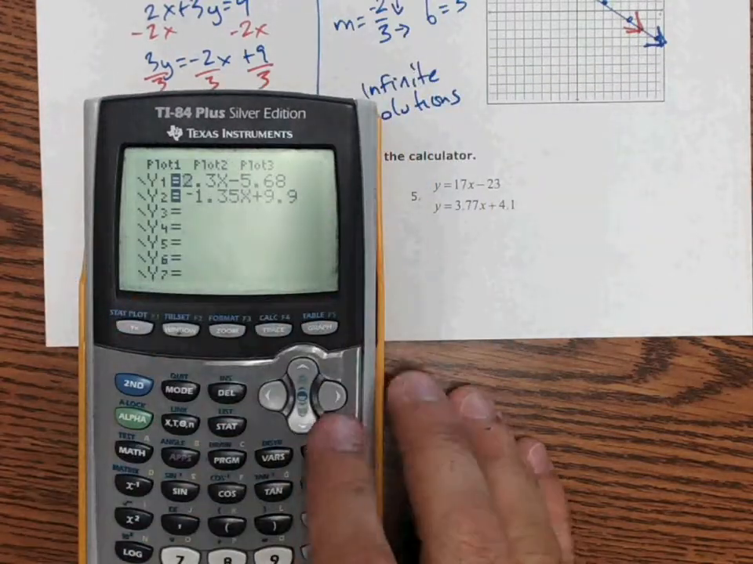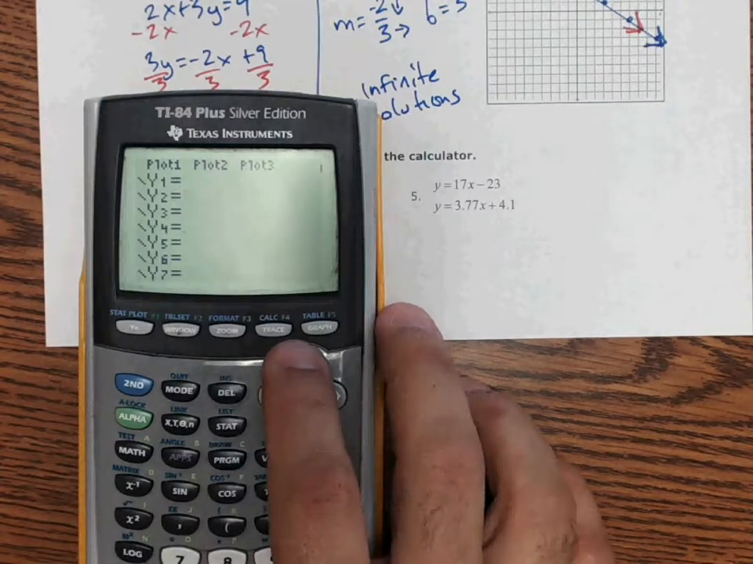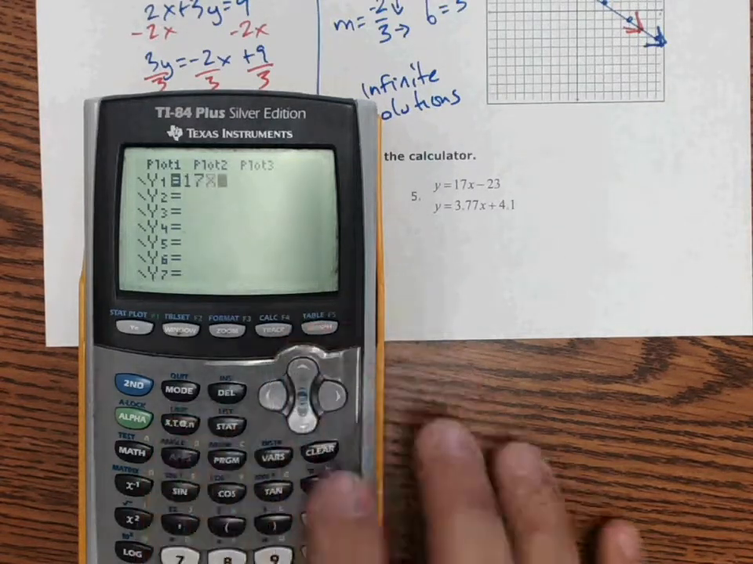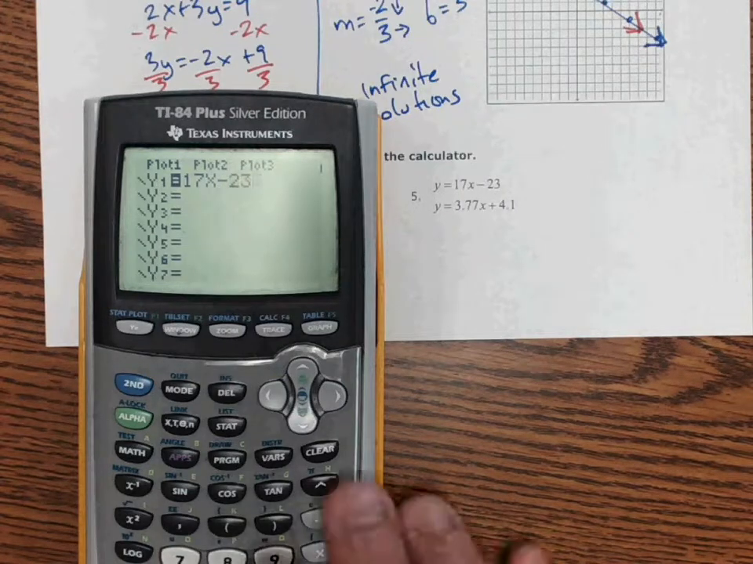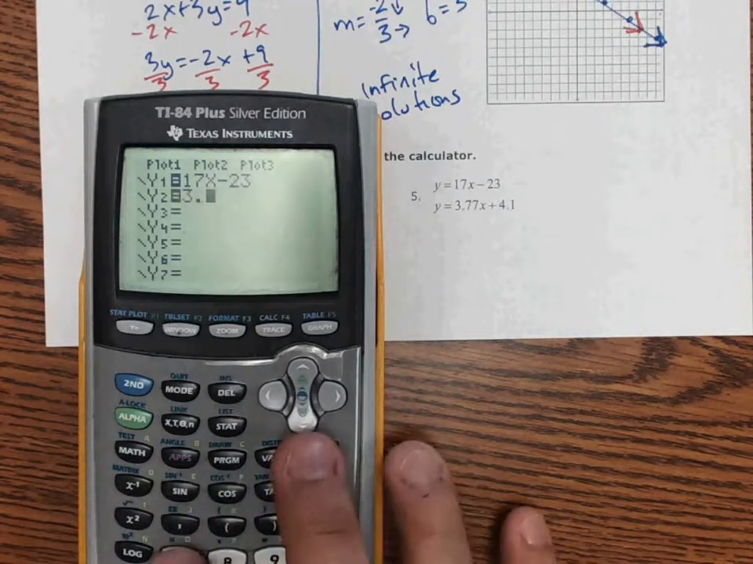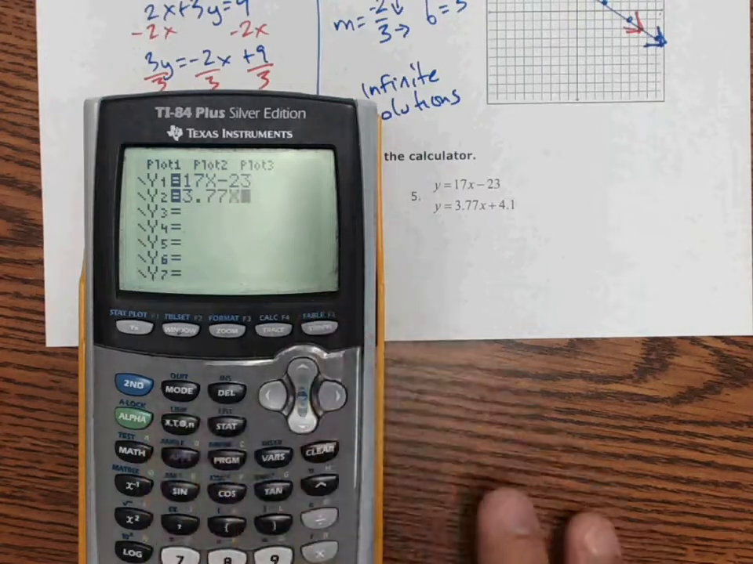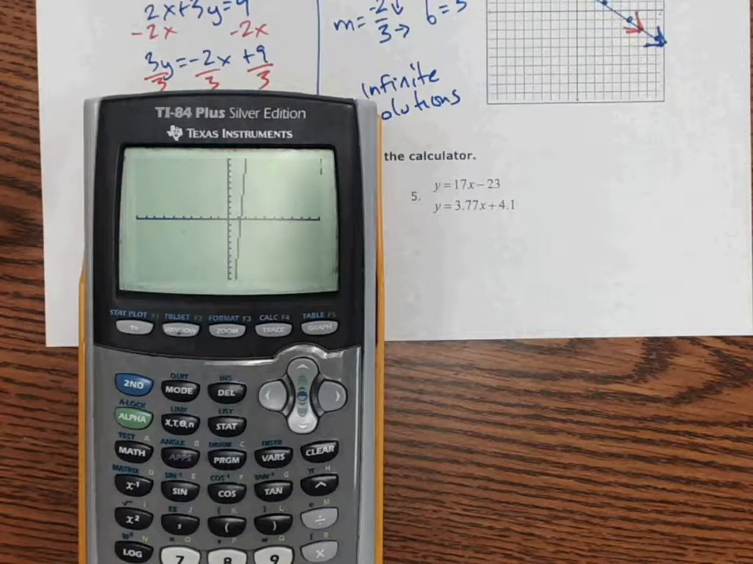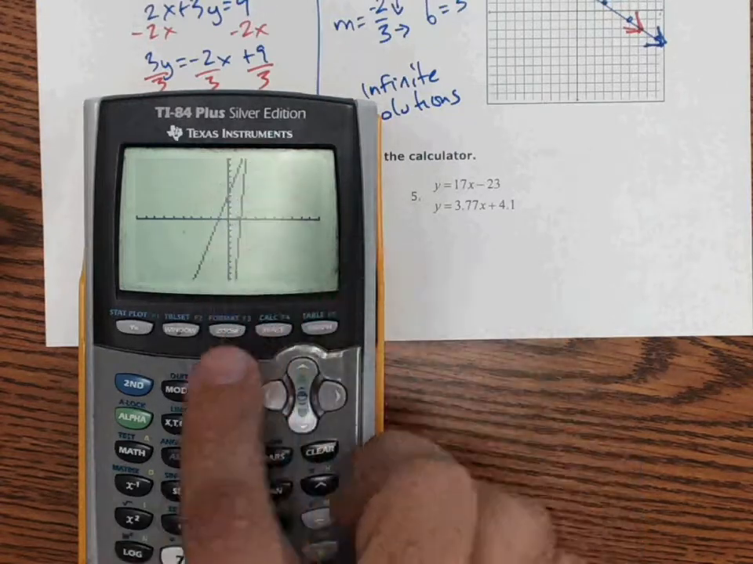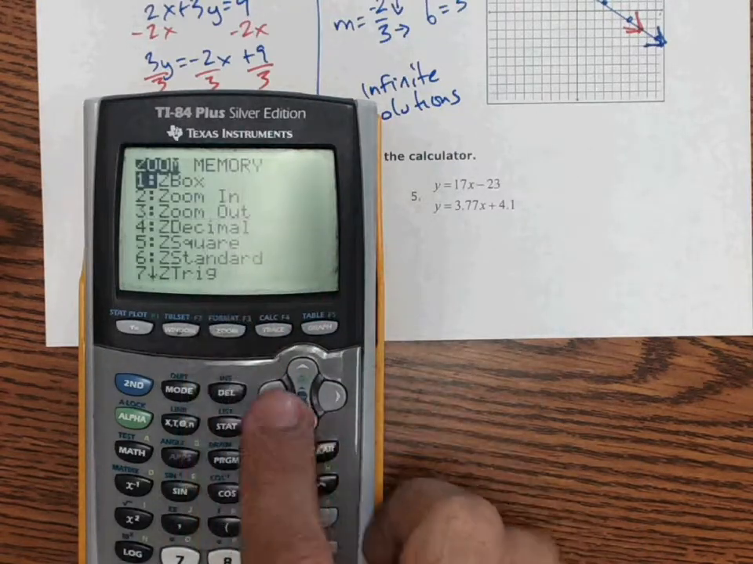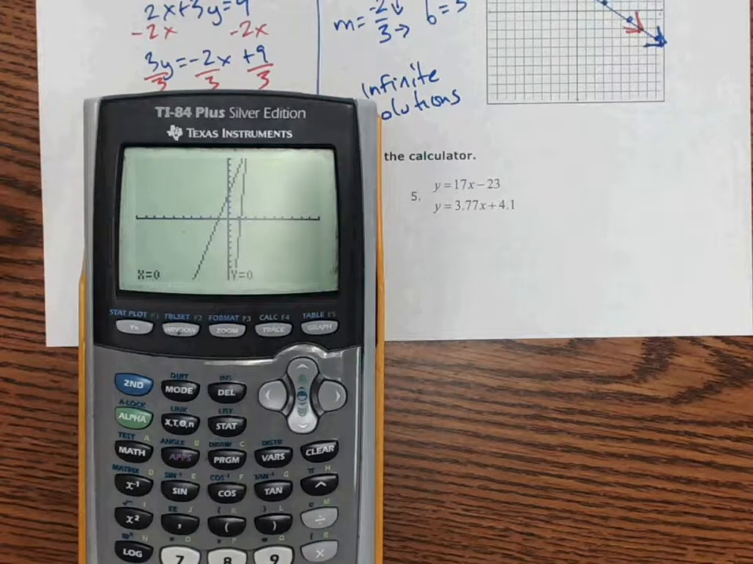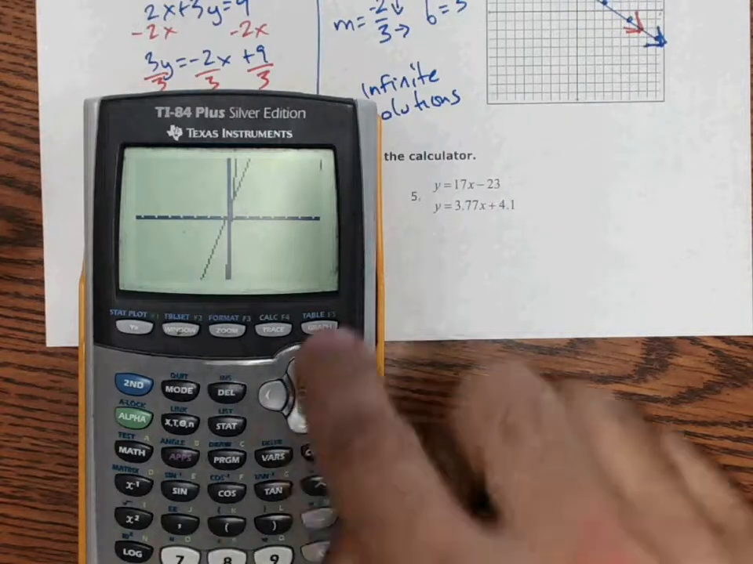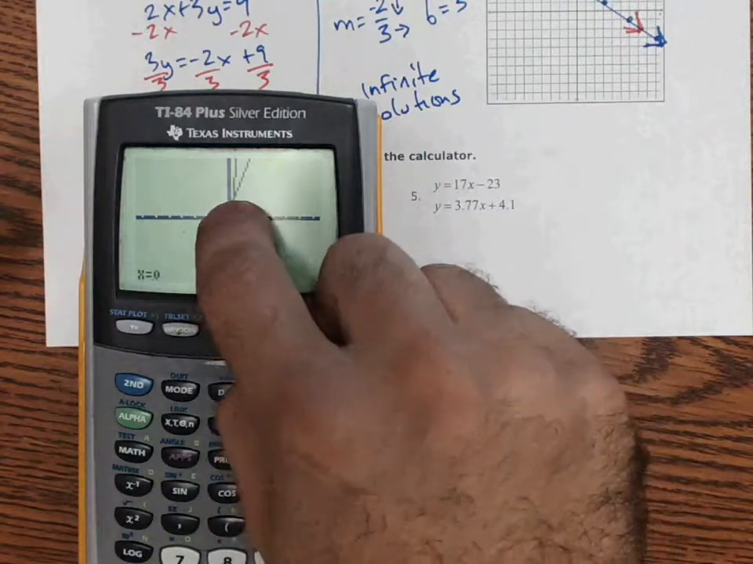Same thing. I'm going to clear these equations out and start with brand new ones. I have 17x minus 23. On the second one, I have 3.77x plus 4.1. And let's look at those graphs. Oh, well, I see both lines, but I can't quite see where they cross. So I want to make sure that I zoom out, zoom out, and then enter one more time so that you can actually see where the 2 lines cross. And it's somewhere in this little mush pit right here where all the lines are very thick.